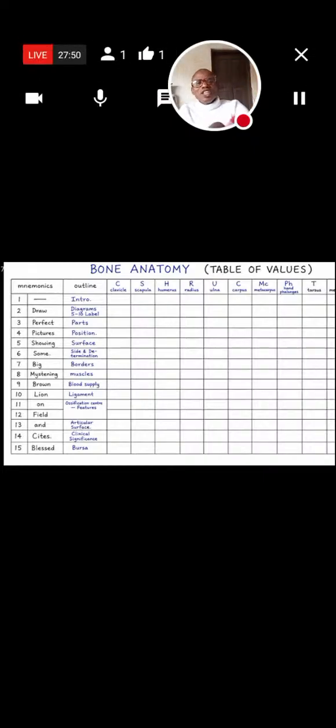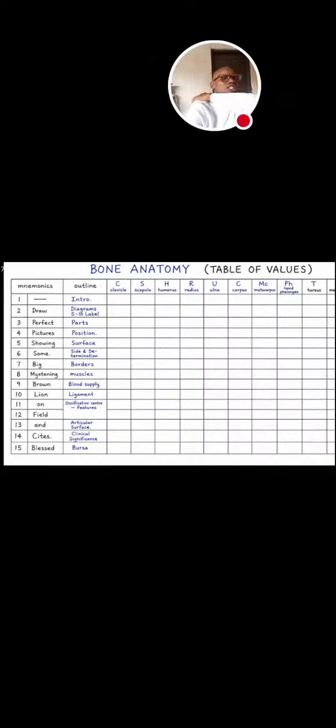Now, if you were able to mention a bone like clavicle or the collarbone, thumbs up. If you're able to mention a bone like shoulder blade or scapula, thumbs up. If you're able to mention humerus or brachial bone, thumbs up. If you're able to mention ulna or radius, thumbs up. If you're able to mention carpus or carpal bones, thumbs up.